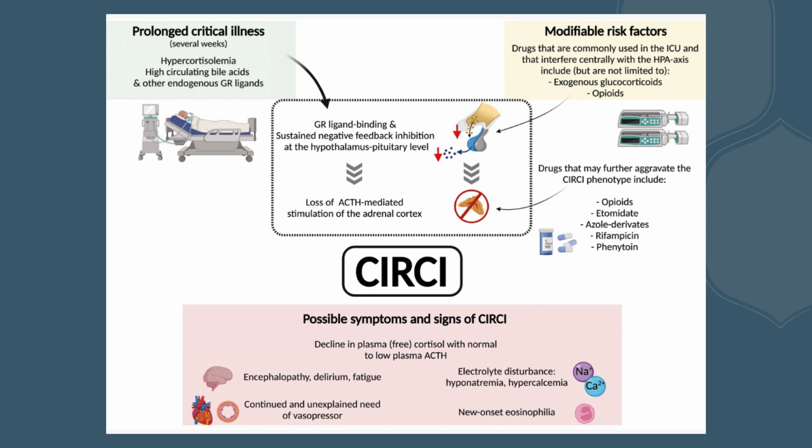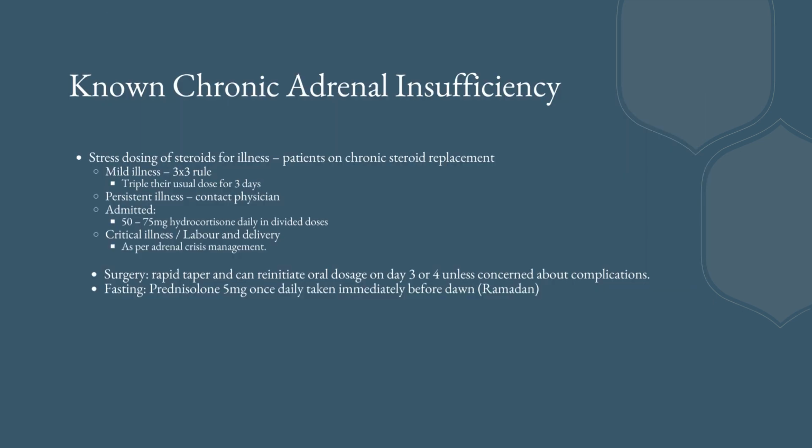But it's just something to understand that it may happen, and you would need to supplement exogenous glucocorticoids. And the way we really diagnose this is to try and see if the patient gets better. So that's just something to think about. In patients with known chronic adrenal insufficiency, you would need to think about stress dosing of steroids for their critical illness period. So patients on chronic steroid replacement, you need to discuss with them and say, listen, if you do get ill, this is the plan.